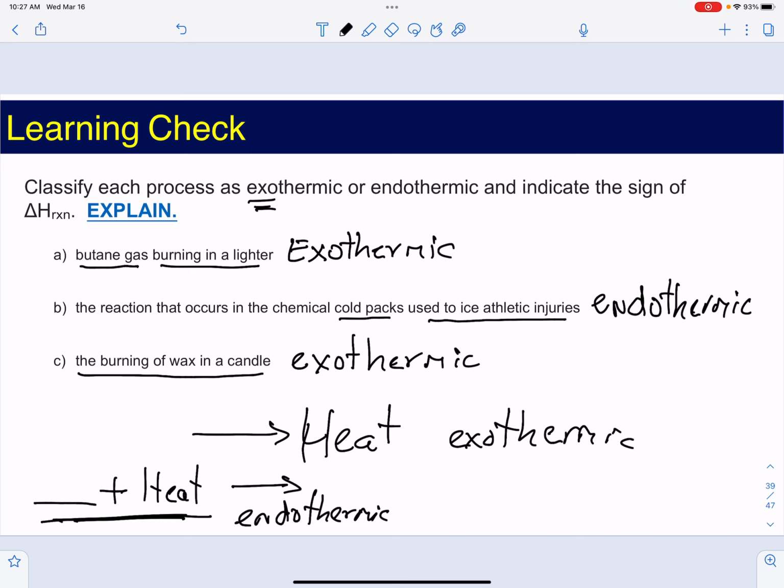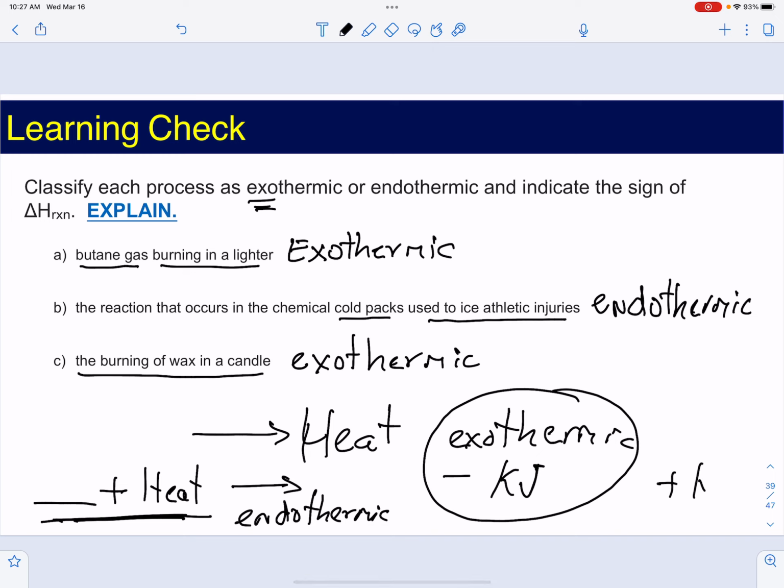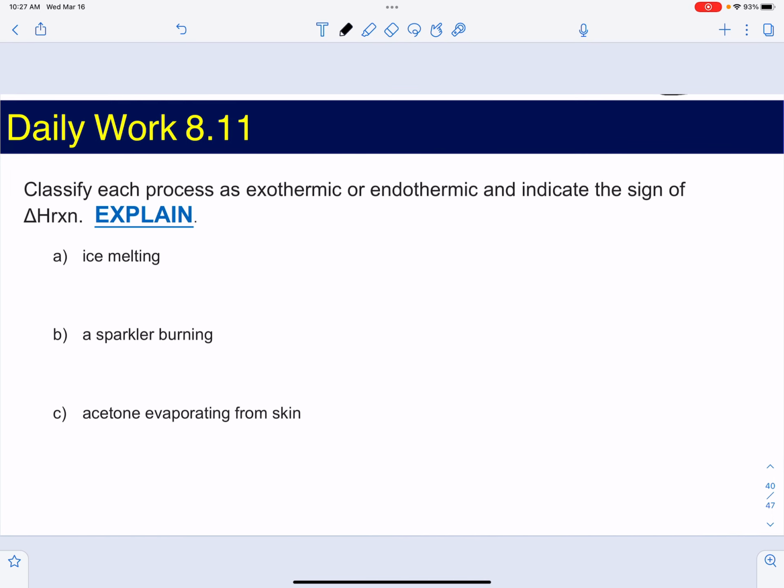Also, we're gonna measure the heat like you learned on previous chapters using joules probably or kilojoules. And if this happens to be negative, that's the same as saying that it's exothermic. If the heat which we measure in kilojoules happens to be positive, that's the same as endothermic. So keep that in mind. So let's practice that. Let's go ahead and do your daily work.